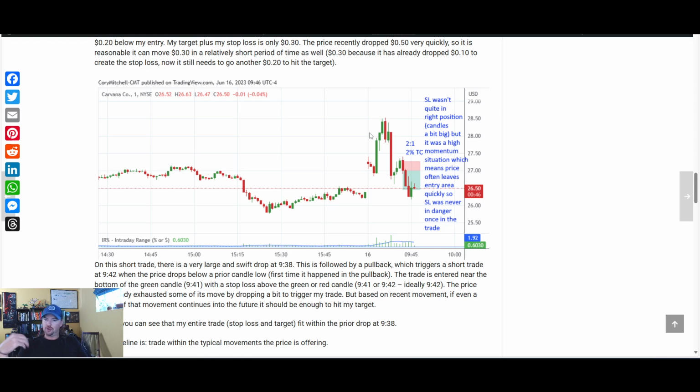without getting too much into the strategy I trade, I have something called a TC, which is simply very sharp movement, first pullback, enter when price drops below a candle low in the pullback. So in this case we had a sharp drop. That's the trigger in the simplest terms. So that would be a short trade.